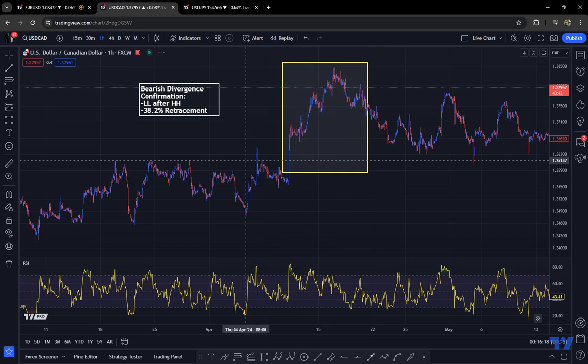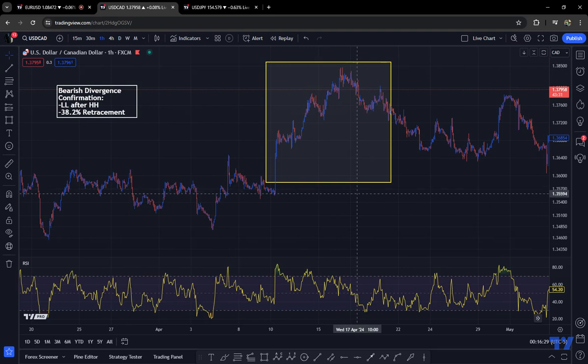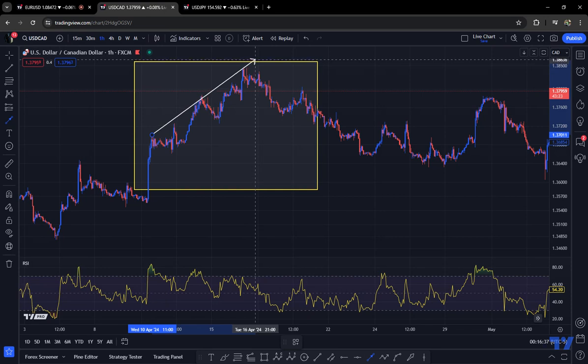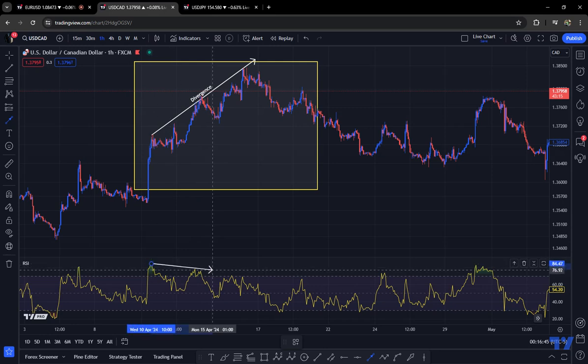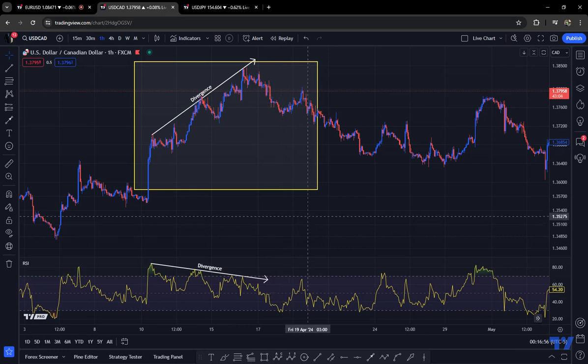This comes to us from the USD against the Canadian dollar. Now, here we have USDCAD on the hourly chart. You can see we have our highs here. But if you look at our RSI, our higher highs are in fact lower highs. So this could possibly be a divergence. How can we be sure?